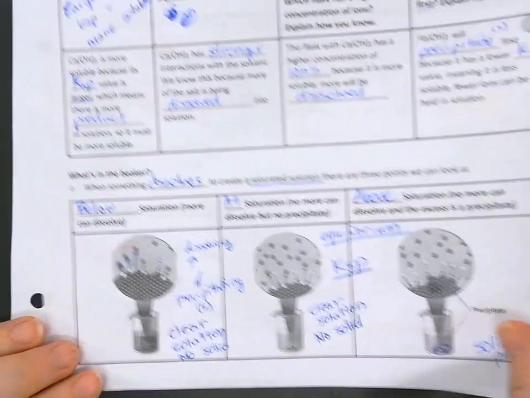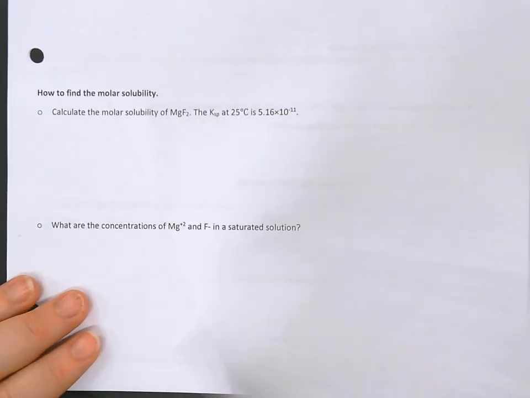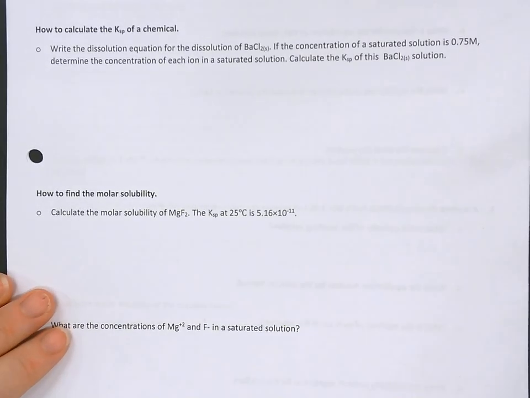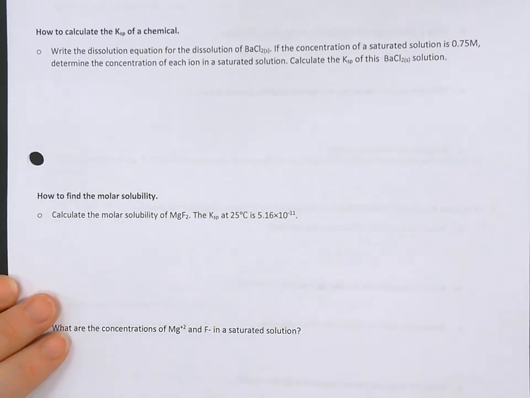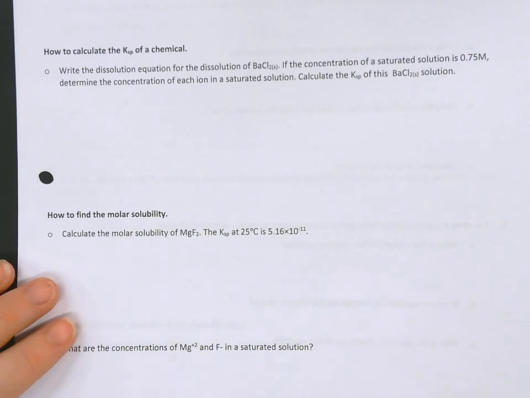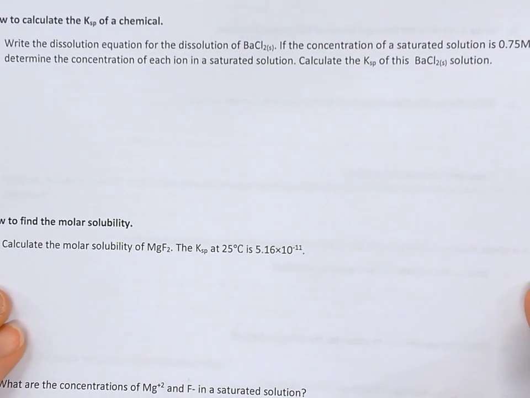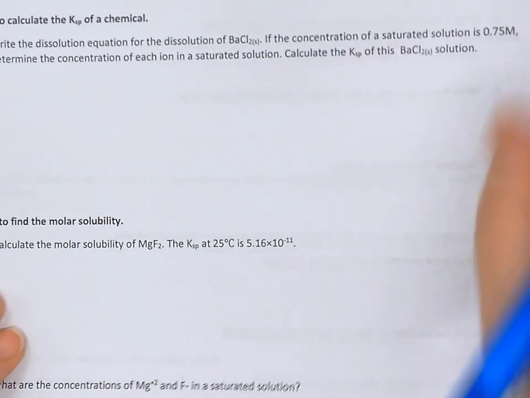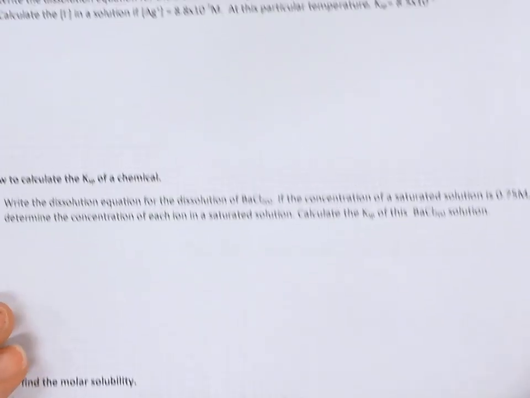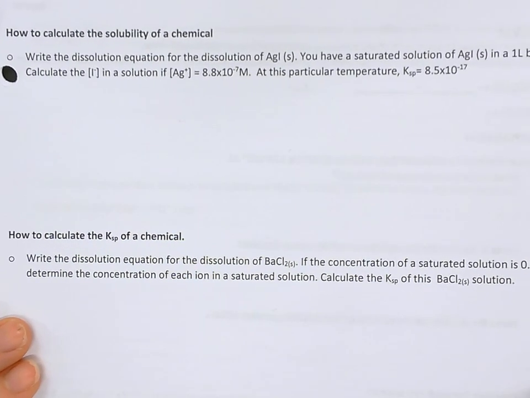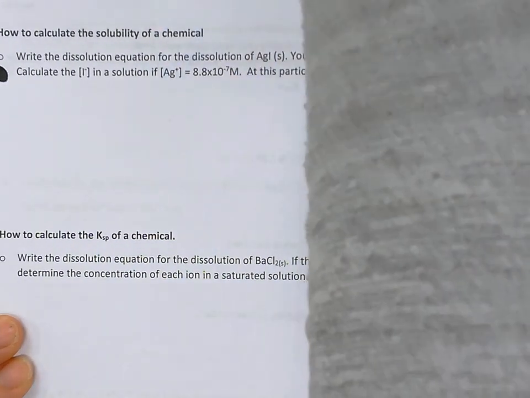Okay, so what does that mean for us in terms of calculations? How do we use this KSP value? Okay, so we're going to look at how to calculate first the solubility of a chemical. So for this, let's see if we can zoom just a tiny bit. Oops, sorry, actually, I'm a little bit further than I want to be. Don't think I can zoom that much.